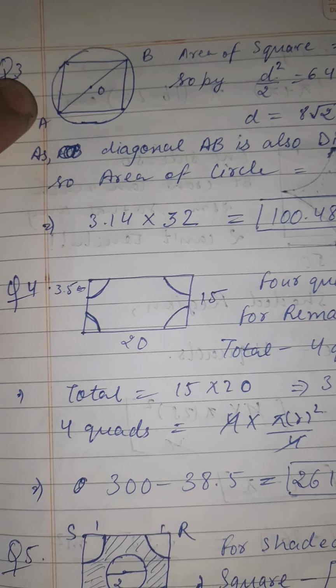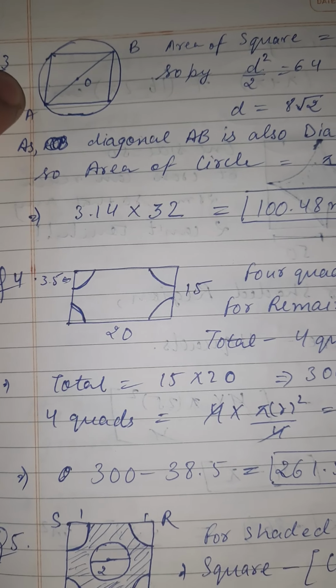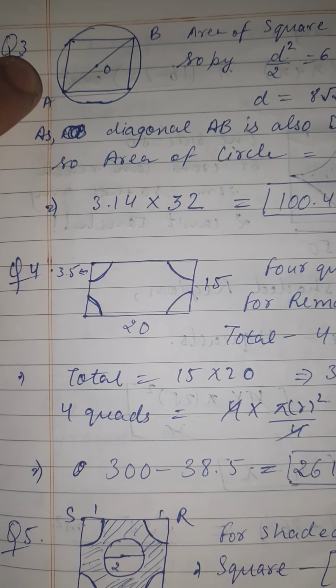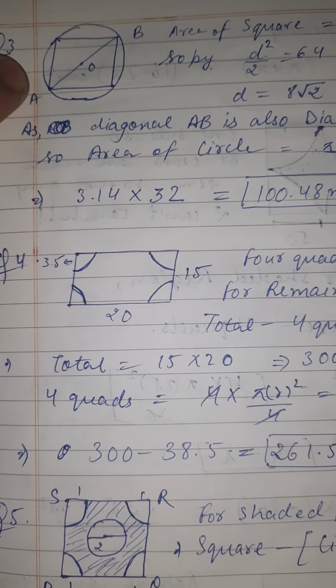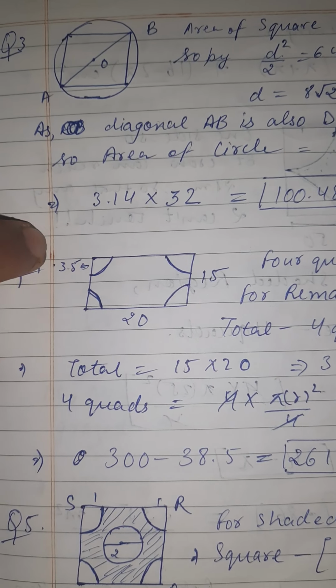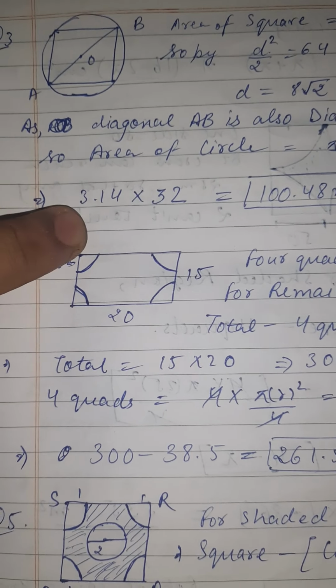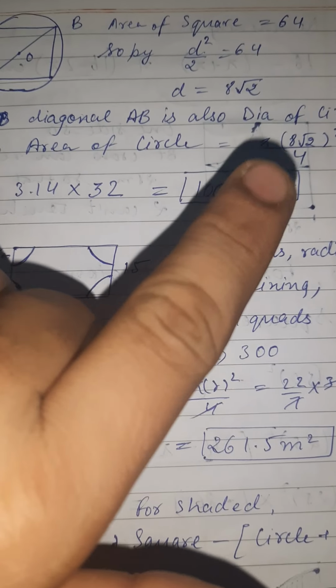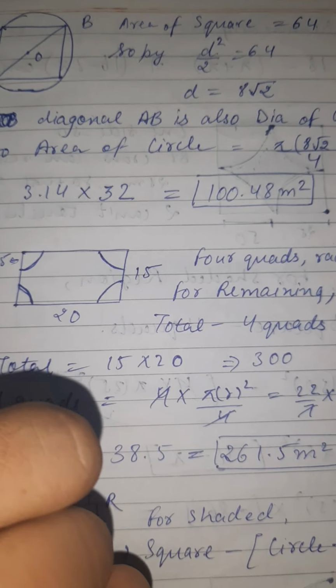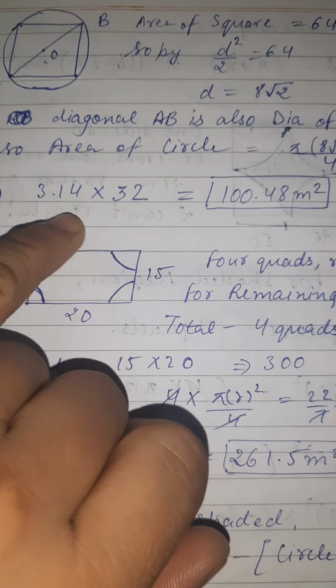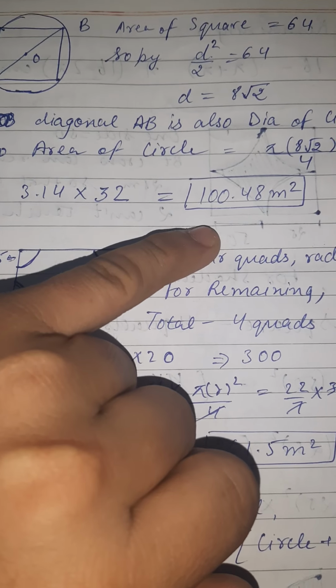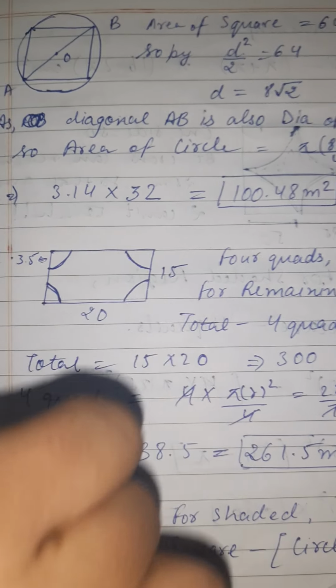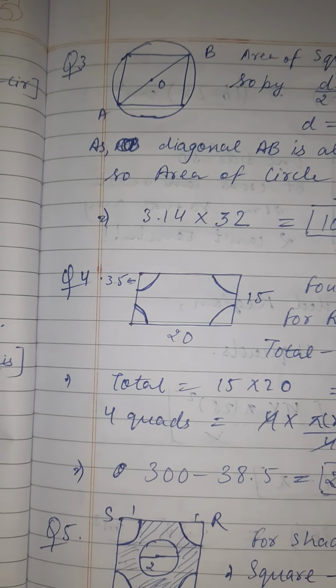Okay, now as I told you earlier, the diagonal is equal to the diameter of this circle, so the diameter of this circle will be 8 root 2. Now for the area we will do pi r square. Here r will come out to be 4 root 2 as the diameter was 8 root 2, and by putting the value 3.14 as pi, the area will come out to be 100.48 meters square. This is the ending for question number third.